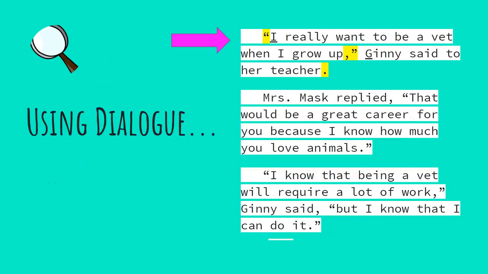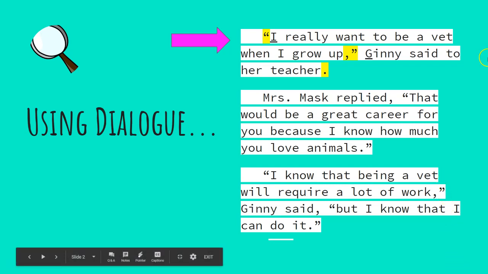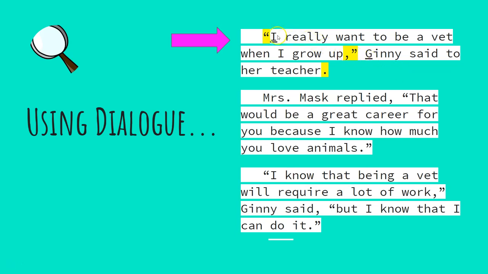The first way to write dialogue is to have the character who is speaking mentioned after the dialogue. Let's look at the first example. "I really want to be a vet when I grow up," Jenny said to her teacher. Notice, I really want to be a vet when I grow up is what Jenny is speaking out loud. Jenny is the character who is speaking. We want to make sure that there are quotation marks that offset what is being said, and we have a comma where there would normally have been a period because this is a statement. At the end of the sentence, though, we still need to make sure we have the correct punctuation with a period.